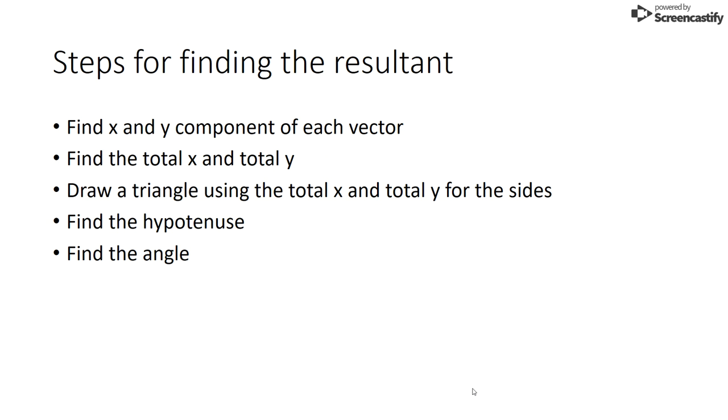So here are the basic steps for finding the resultant of a vector. Find the x and y components for each vector. Find the total x and the total y. Draw a triangle using the total x and total y for the sides, find the hypotenuse of that, and then find the angle.